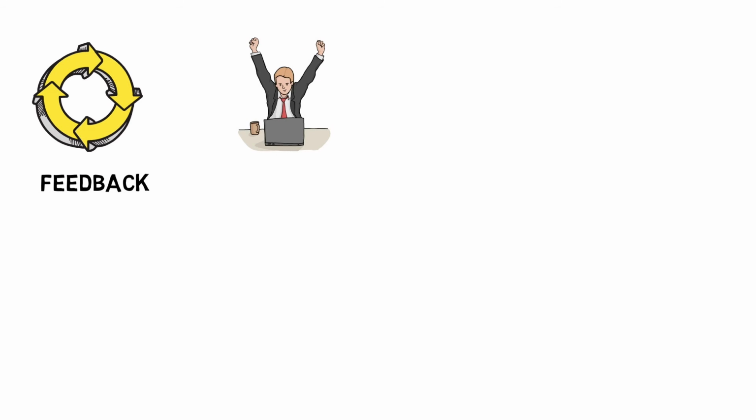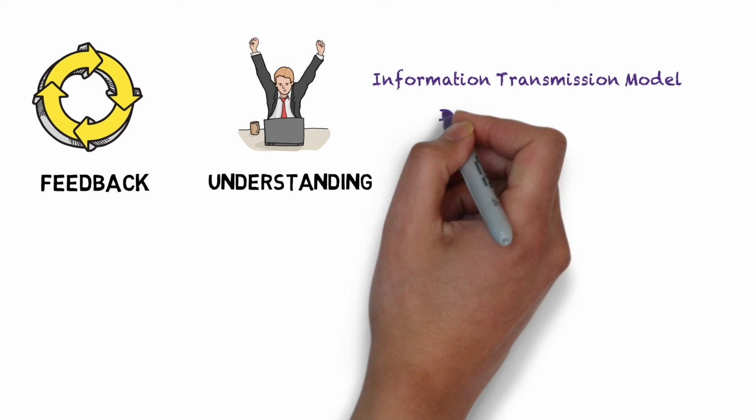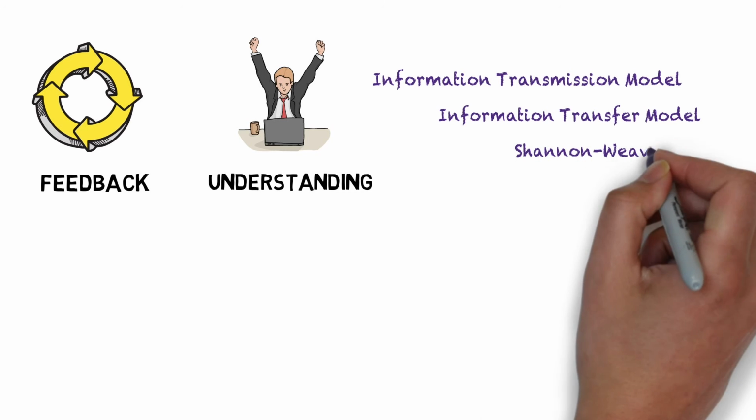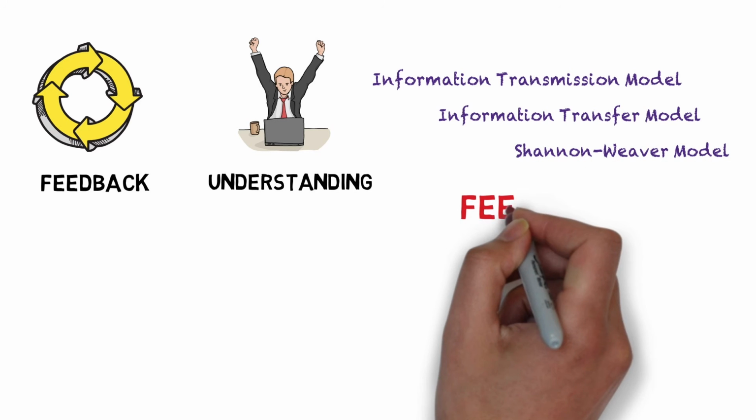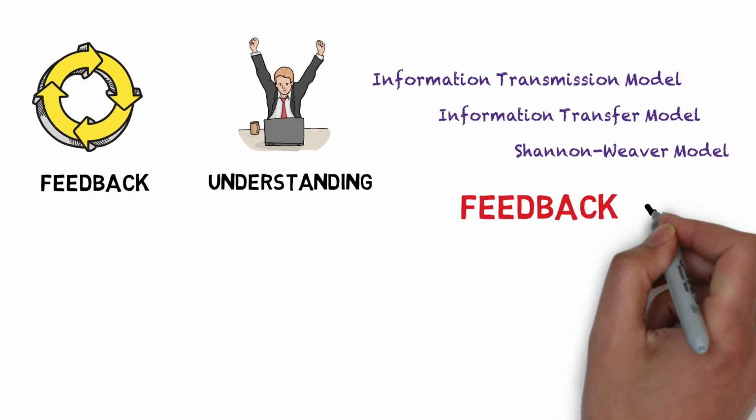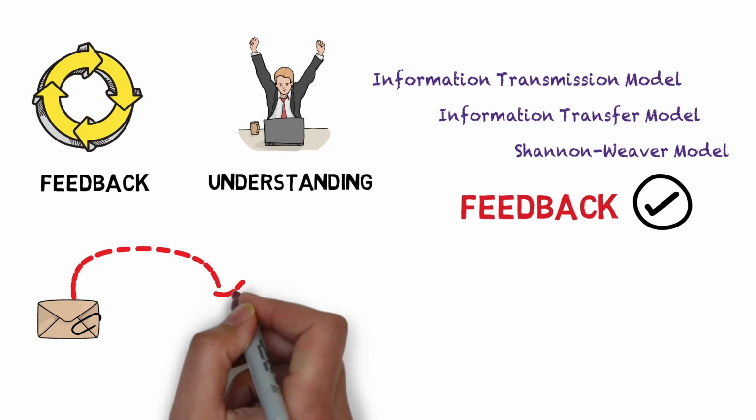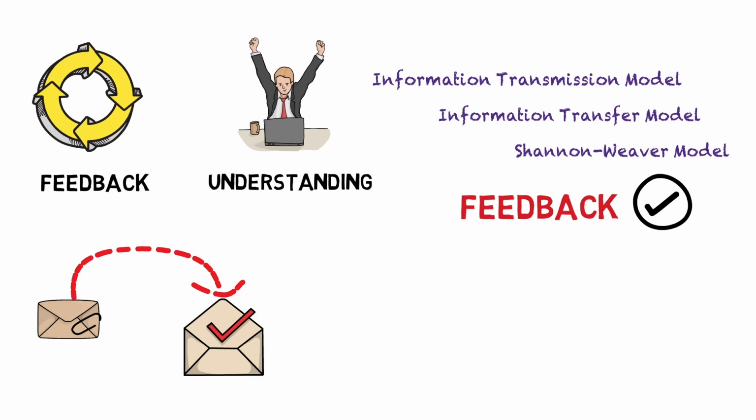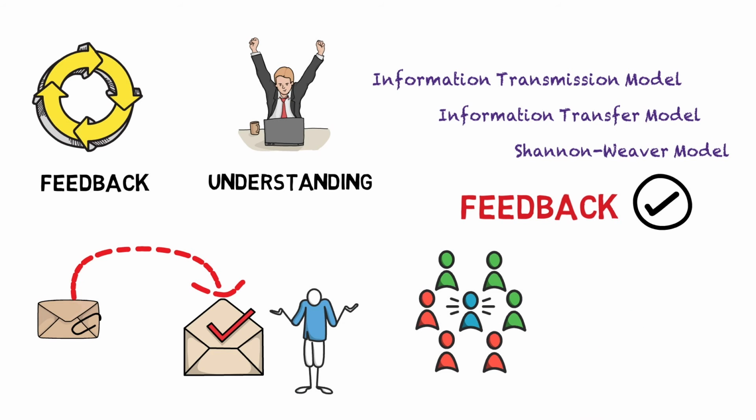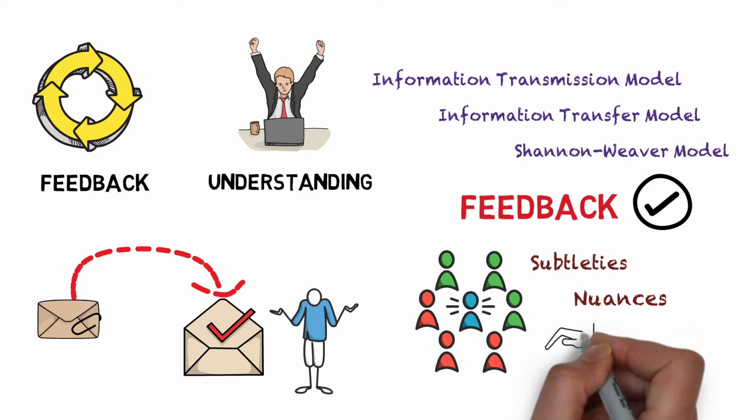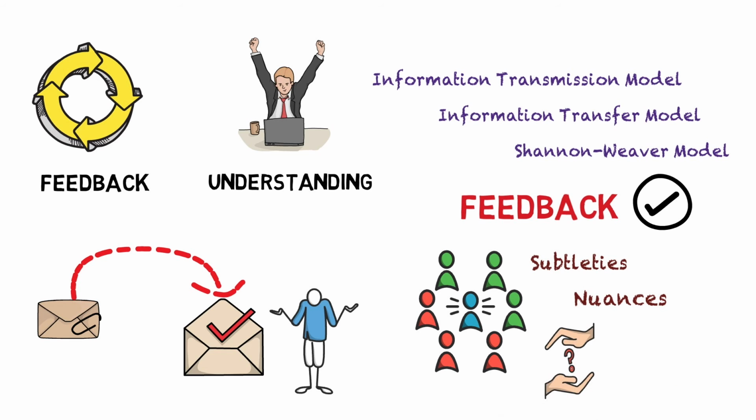Now, communication theorists will tell you that the information transmission model, the information transfer model, the Shannon-Weaver model, all the terms we use for this model, that it does have feedback in there. And that's true to an extent. I can send you my message, and then I can test to see if you receive the message as I intended to send it to you. But do I really know if you've understood that message? And as we all know with human communication, there are subtleties and nuances that are contained in messages we send, and we think we may have told you, and we're verifying that what we told you is what we intended to tell you, but we are really not sure if you understood exactly what we meant.